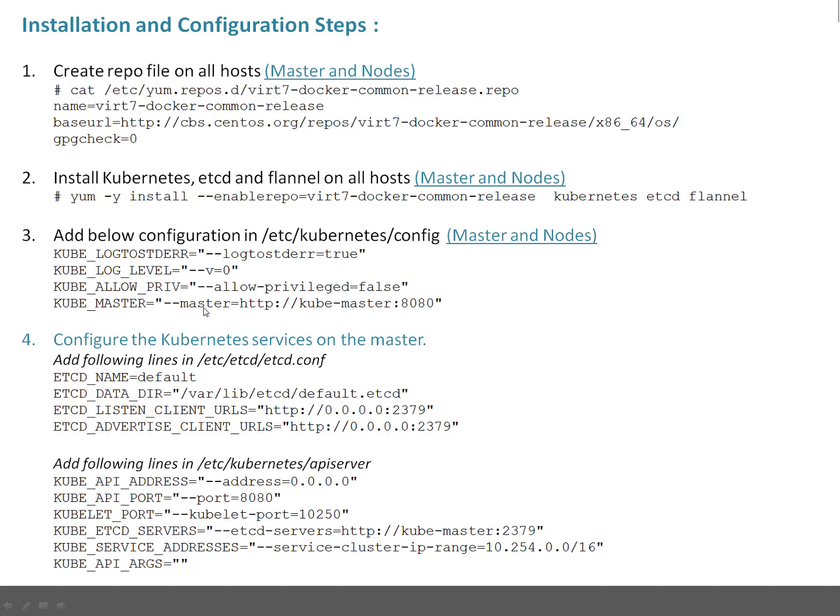After that I'm setting kube master. This is the master server interface on port 8080, and this is my machine name, the master machine name. After that I am configuring Kubernetes service on master.